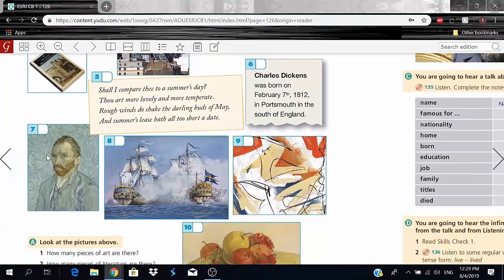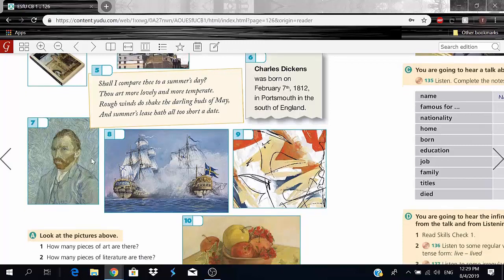Then we have seven. Okay, so seven will be, yeah, this is art, easily. I had a brain freeze right there. So this is obviously painting. And which kind of painting is that, you guys? You guys remember the Mona Lisa? We talked about it. It's called the portrait. So a portrait painting.